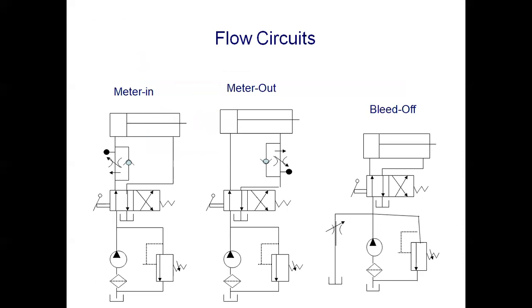Closed circuit: meter in, meter out, bleed off. See, the flow circuit of meter in, meter out. In the meter in circuit, the flow control valve is at the piston side, and in meter out, the flow control valve is at the outlet of the rod side. So in this way, this is the meter in and this is the meter out circuit. Bleed off circuit: the flow control valve at the PRV.